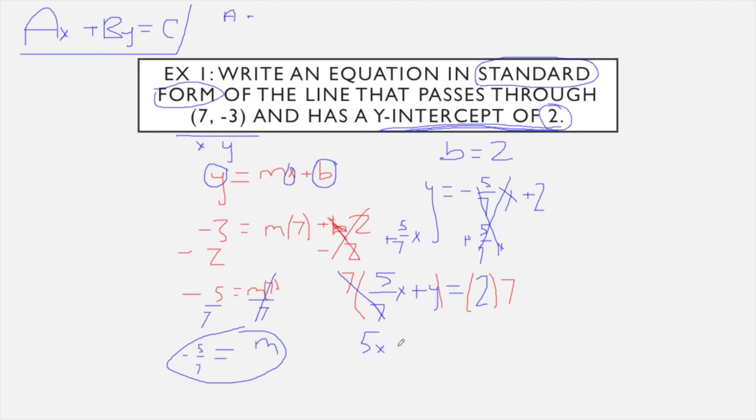7 times y is just 7y. Notice I'm applying the 7 to everything, not just one term. 2 times 7 is 14. So, do we have x and y's together? Yes. Is the x value positive? Yes. Do we have whole numbers for all three? 5, 7, and 14? Yes. So our standard form, final solution for example 1: 5x plus 7y equals 14. So have that piece down as we continue.